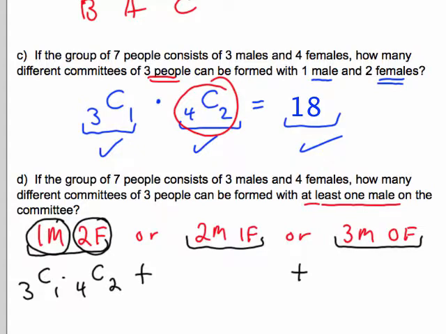Our other situation is we have 2 males and 1 female, so we have 3 males to choose from, we're going to choose 2, and 4 females to choose from, we're going to choose 1.